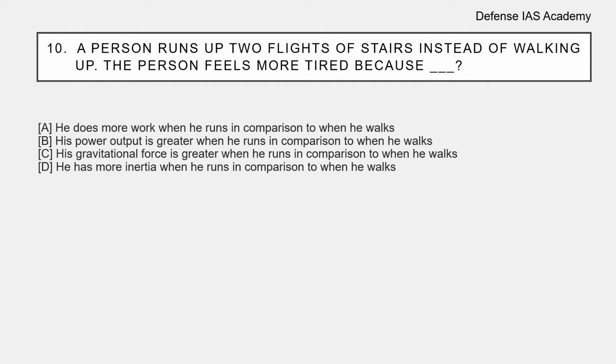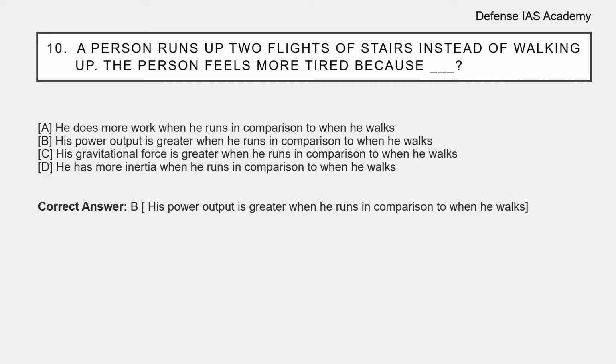Question number 10. A person runs up 2 flights of stairs instead of walking up. The person feels more tired because the options are option A. He does more work when he runs in comparison to when he walks. Option B. His power output is greater when he runs in comparison to when he walks. Option C. His gravitational force is greater when he runs in comparison to when he walks. Option D. He has more inertia when he runs in comparison to when he walks. Correct answer is option B. His power output is greater when he runs in comparison to when he walks.